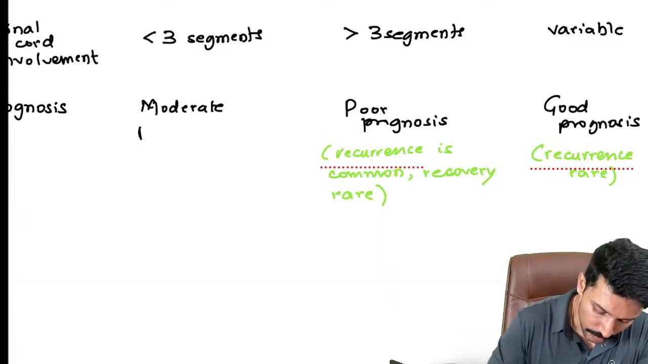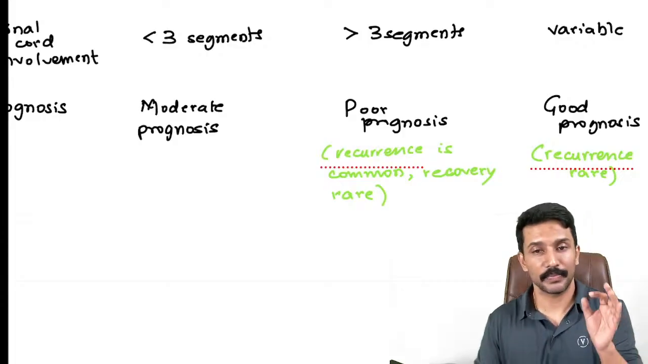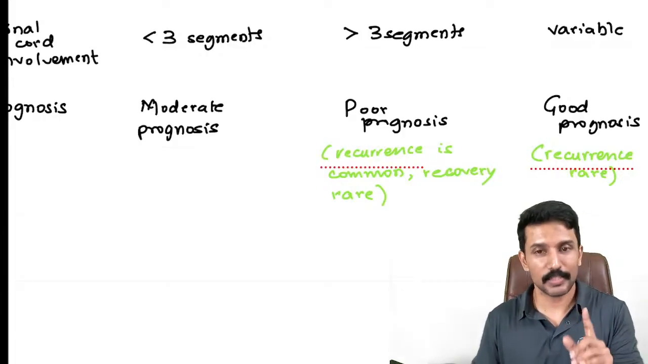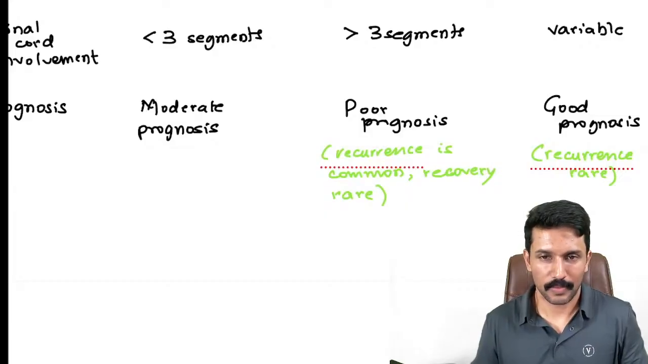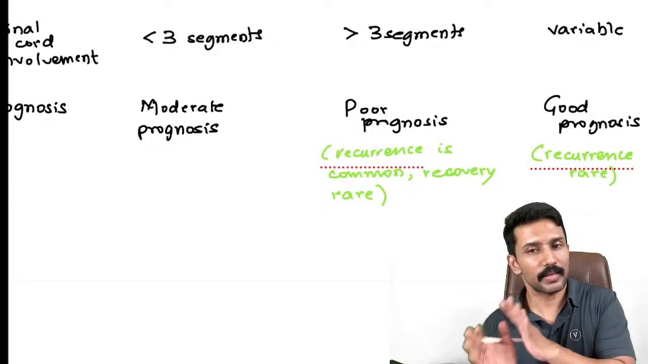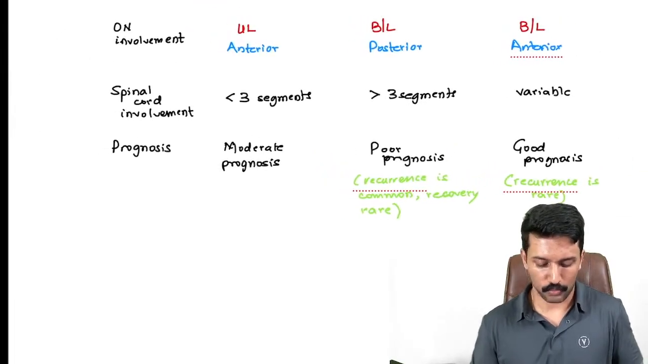Why moderate? Because the most common variant of multiple sclerosis is recurrent, relapsing and remitting, where recurrence is common, but every time there is recovery happening. Primary progressive and secondary progressive are less common. So most patients do well. That's why we would count it as moderate prognosis, right?